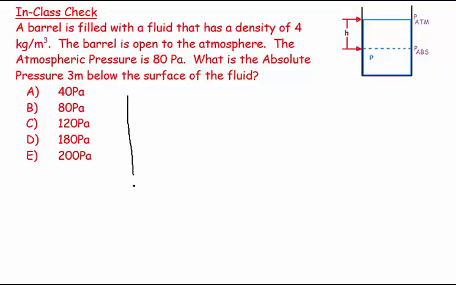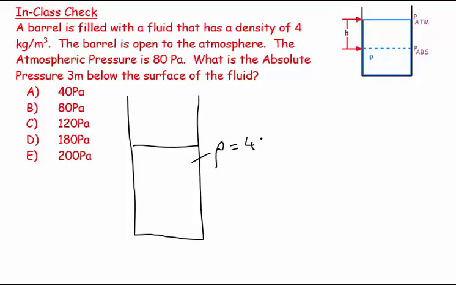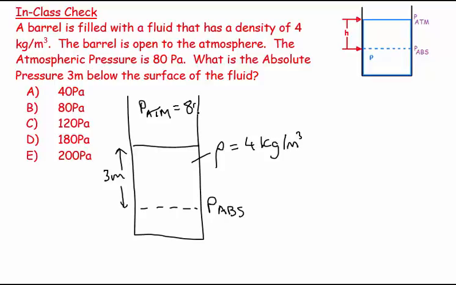So let's visualize first of all. Let's just do a barrel here. There's a fluid inside, and the density of that fluid is equal to 4 kilograms per cubic meter. We're working 3 meters below the surface of the fluid, so we're working down here. We'd like to know our P absolute pressure, and then our P atmospheric is equal to 80 Pascal.